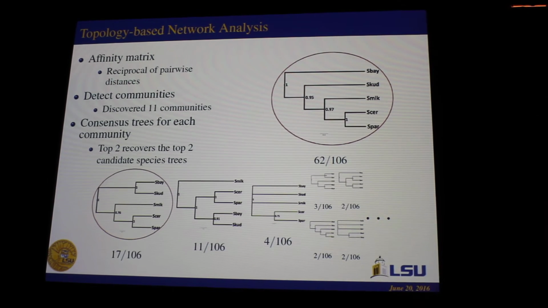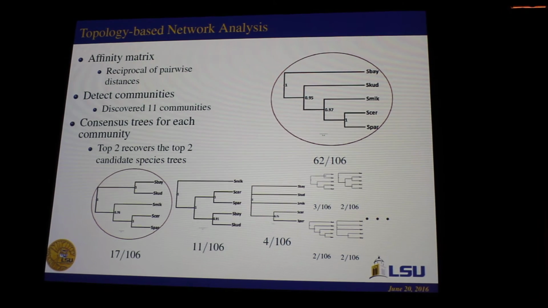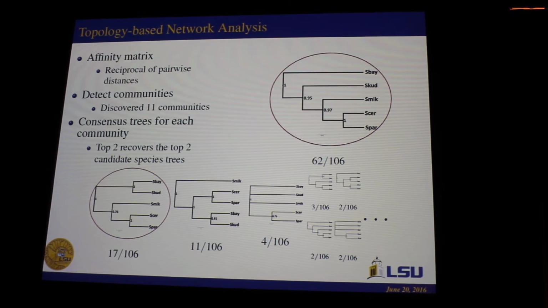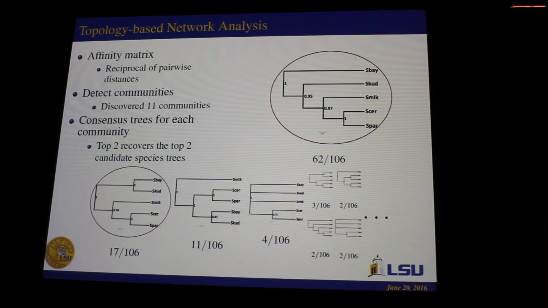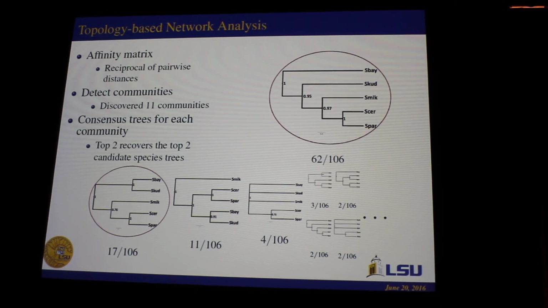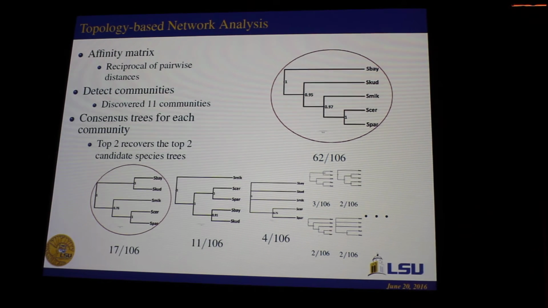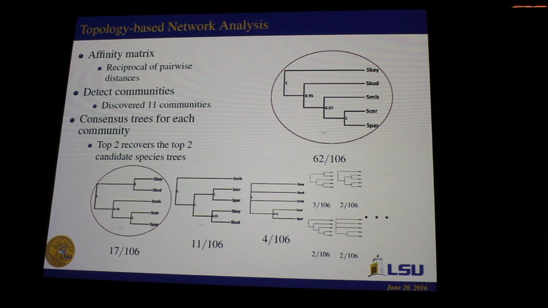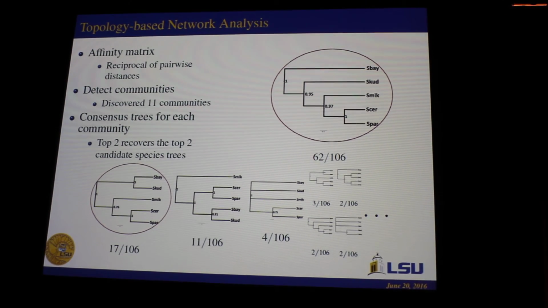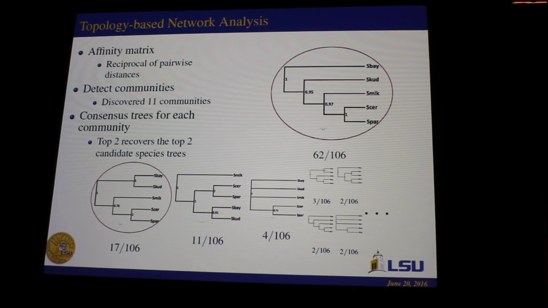To understand the relationship among gene trees, pairwise RF distances are calculated and the affinity matrix is obtained through the reciprocal of the distances. We then applied community detection and discovered 11 communities. Consensus trees are then calculated for each community, and we found that the consensus trees from the largest two communities are able to discover the two top candidate species trees.